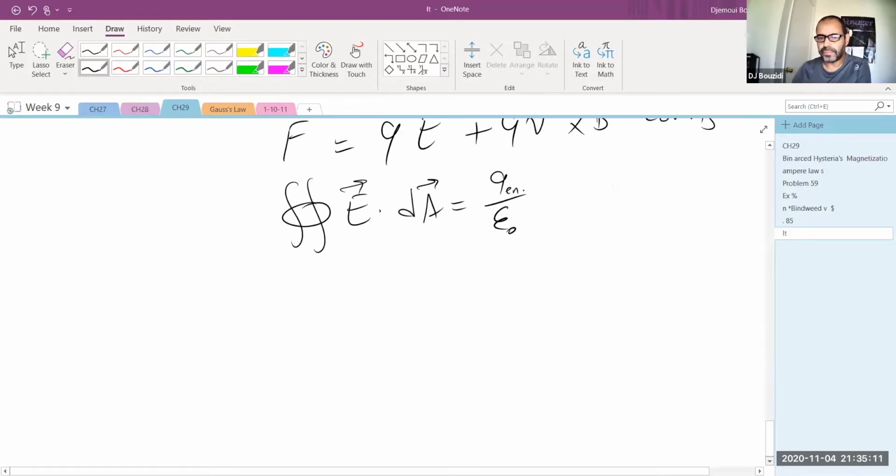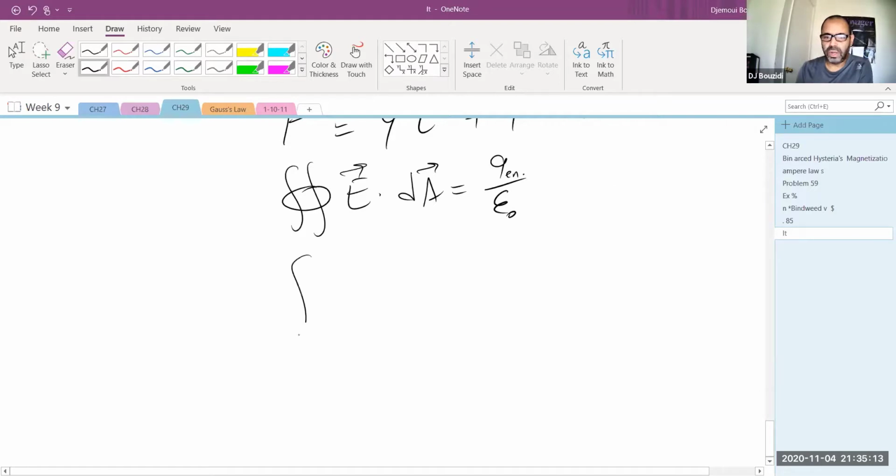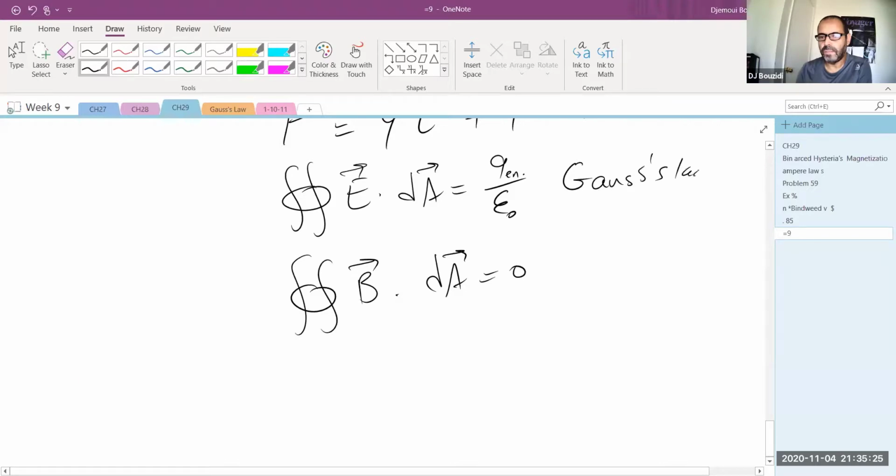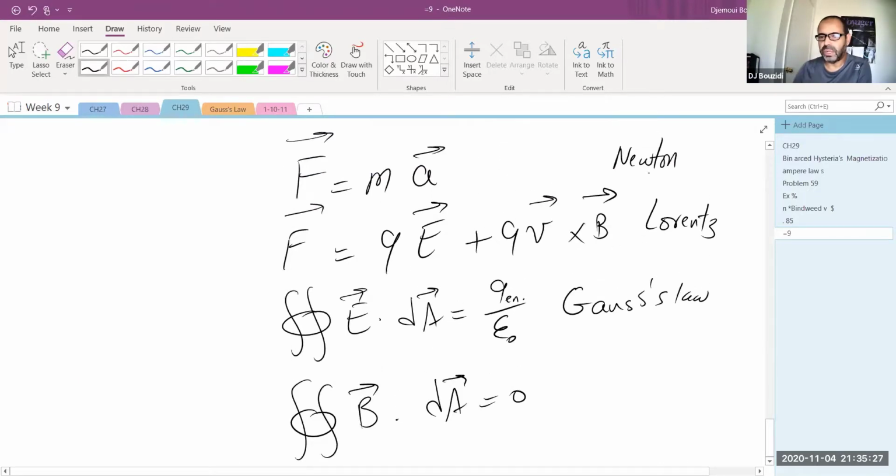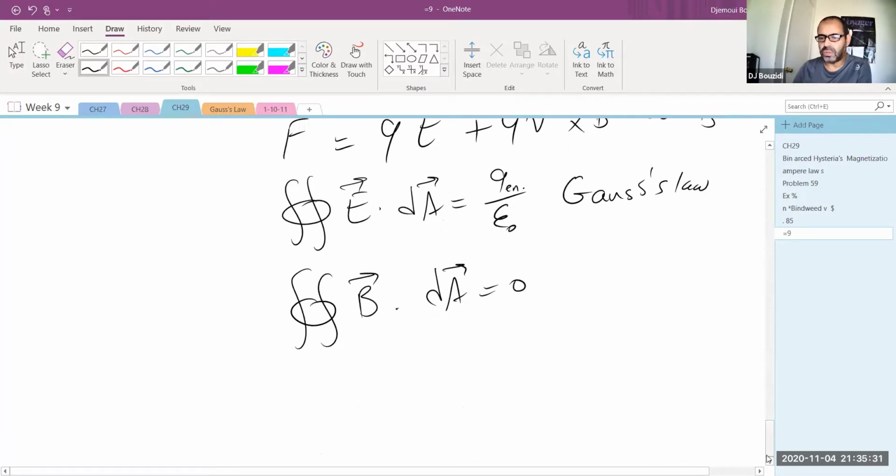Gauss's law for the magnetic field is the easiest one of them all, because this is 0. There are no monopoles. And this is Gauss's law, because we're giving them names now. This is Newton, this is Lorentz, this is Gauss. This is also Gauss's law, but it's usually referred to as no monopoles.